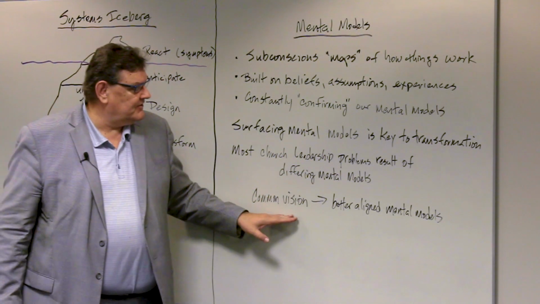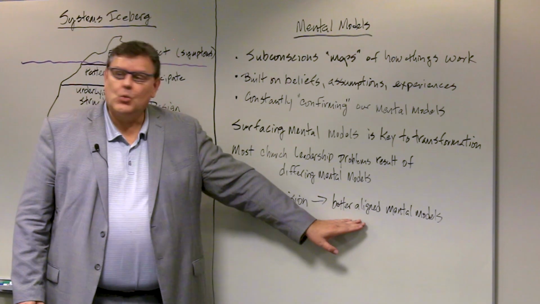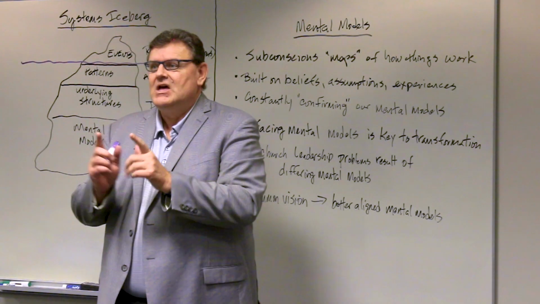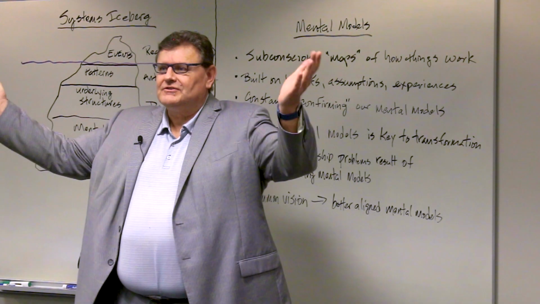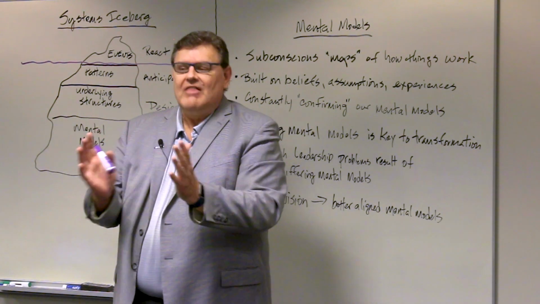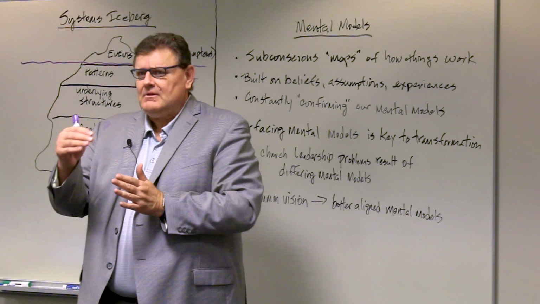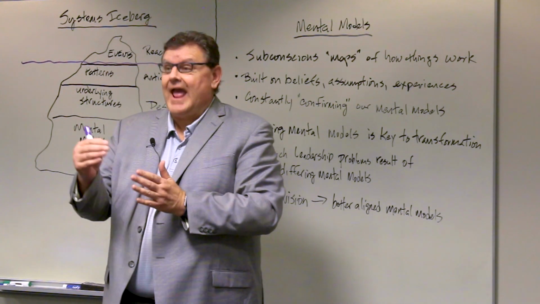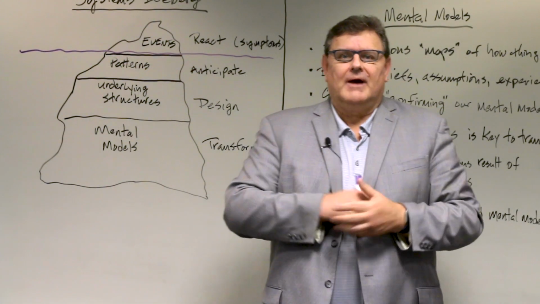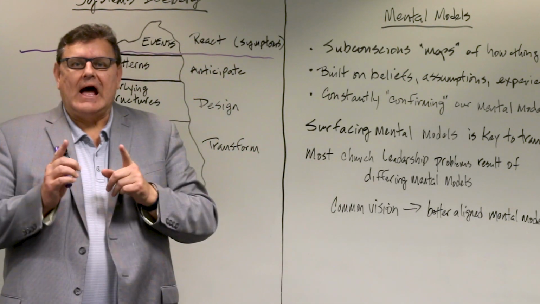To come to a common vision, it's very important for church leaders to understand that we will have to work on aligning mental models. Notice, I'm not saying you have to have identical mental models, but we have to bring mental models to the surface and then try to align them more closely than they are. That is the key to finding common vision. And once you've found a common vision, the mission and the effectiveness of the church and the health of the church will increase significantly.